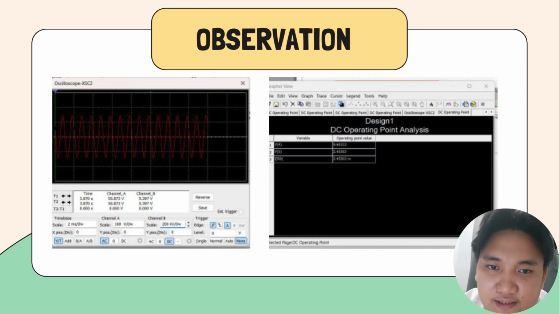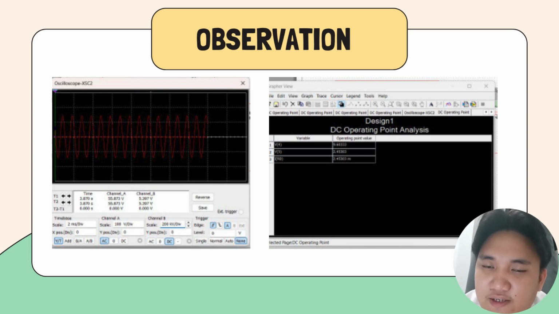For the transition to AC analysis, after confirming the correct DC operating point, the next step is to observe the AC behavior of the amplifier. Looking at the oscilloscope display, channel A represents the input signal, while channel B represents the output signal. The input signal is a sine wave with an amplitude of 10 millivolts and a frequency of 1 kilohertz. The output signal has a noticeably larger amplitude, indicating that voltage amplification has occurred.